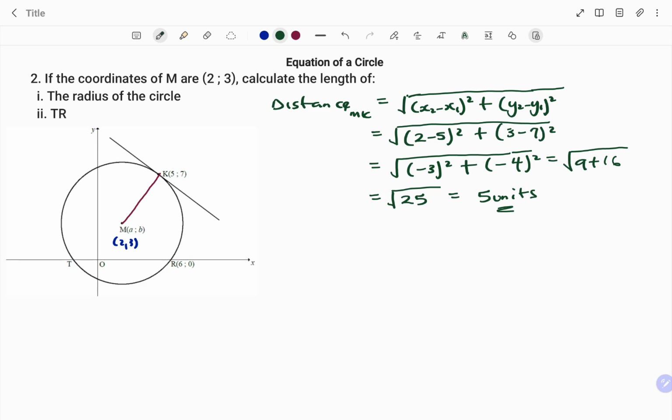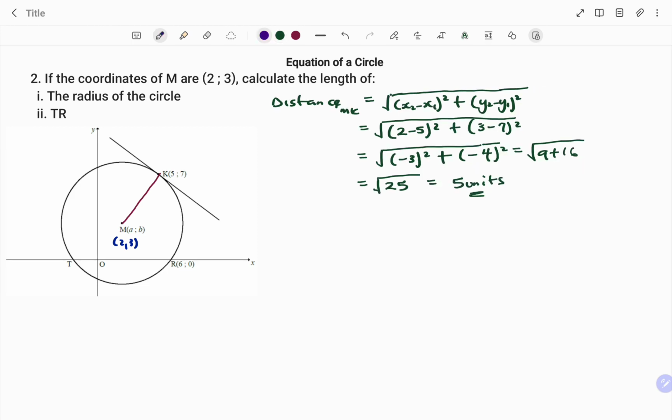The next question says find the distance TR. Note that point T is an intercept on the x-axis, so the value of y is 0. So point T will be, we have our x value and y is 0. And then we have the center, that's M to be (2, 3). Note that we've been able to calculate the radius of the circle to be 5 units, so that means the distance from T to M is also 5 units.